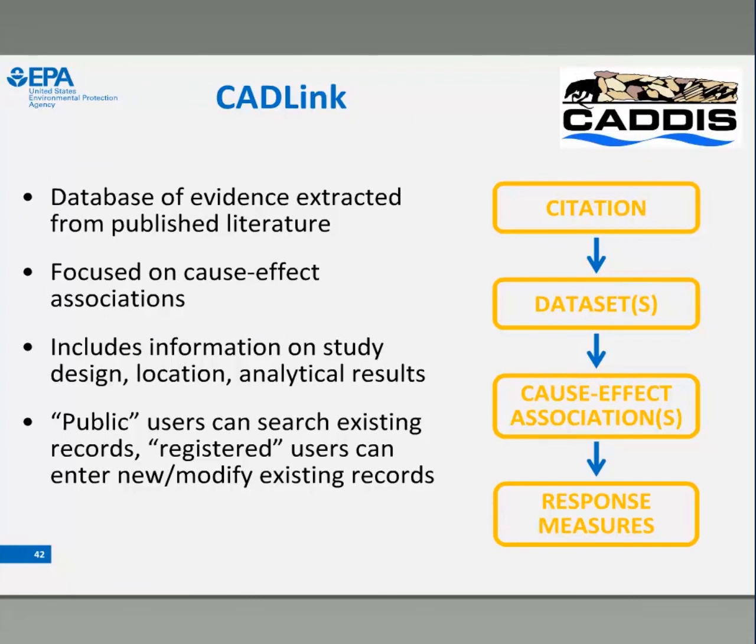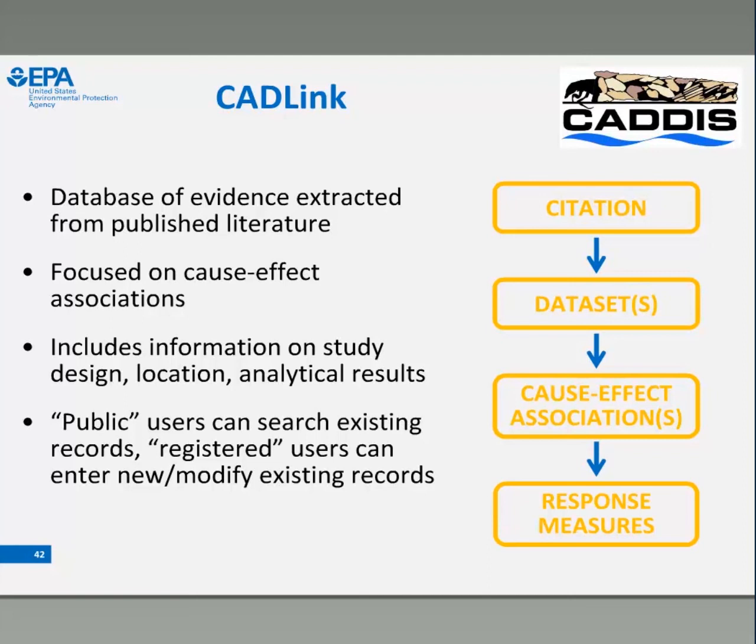As mentioned, this is a database of evidence extracted from the published literature, particularly looking at specific cause-effect associations. Not surprisingly, it's focused on the associations that are of primary importance in causal assessment. The information extracted in CADLink follows the structure shown at the right here. Each citation may contain one or more data sets. Each data set may provide information about one or more cause-effect associations, and each cause-effect association may be quantified by one or more response measures, or measures of effect size.